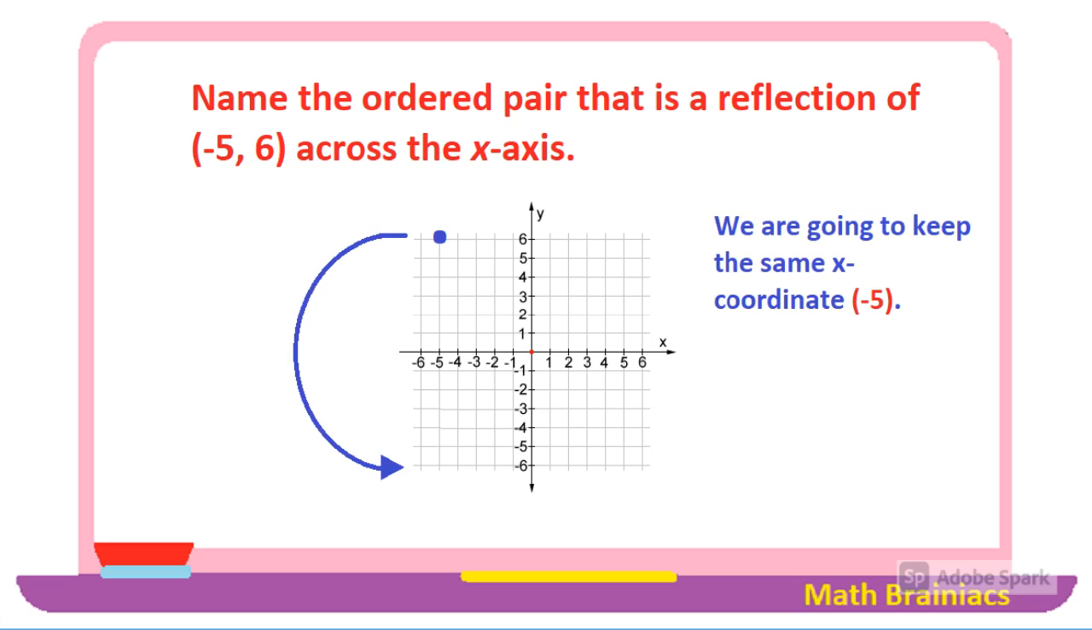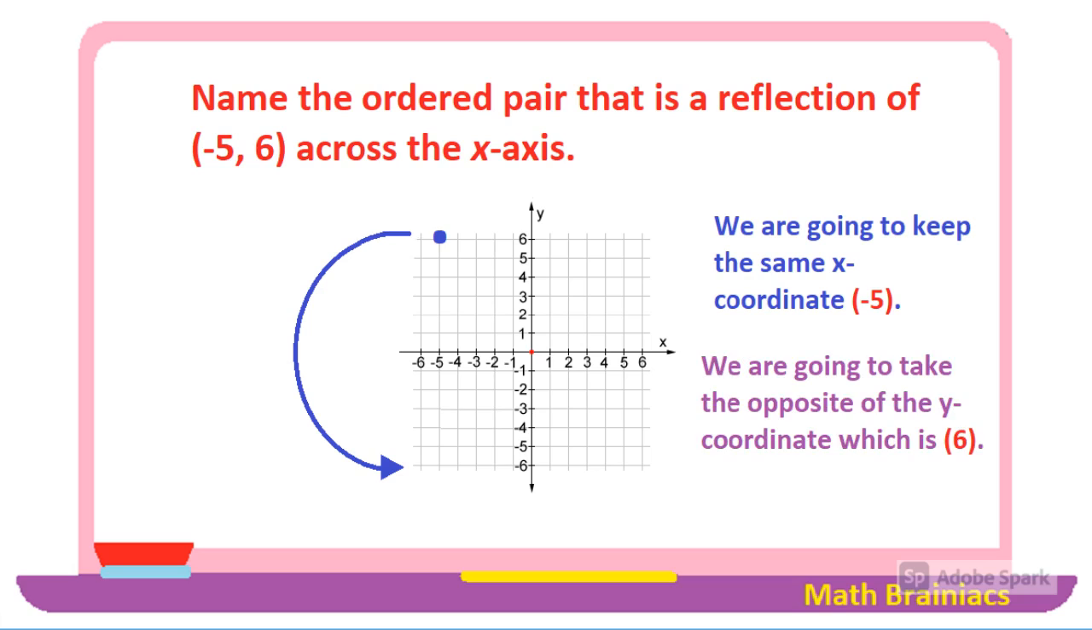Please take note that we are going to keep the same x-coordinate, negative 5. Since we are required to find the reflection across the x-axis, the y-coordinate 6 will become negative 6. Accordingly, the reflection of negative 5 and 6 across the x-axis is negative 5 and negative 6.